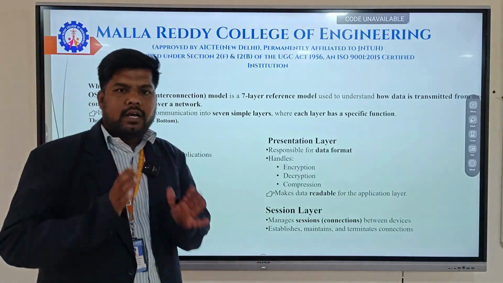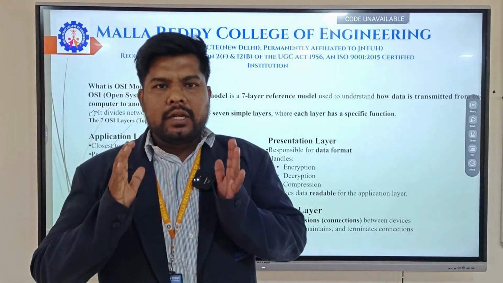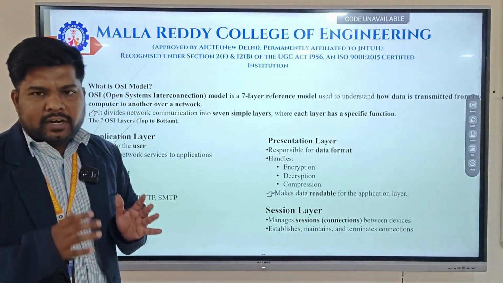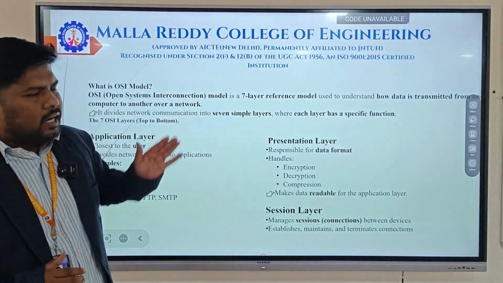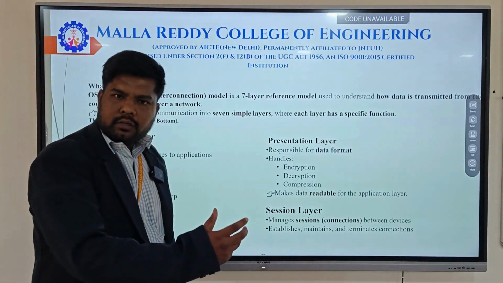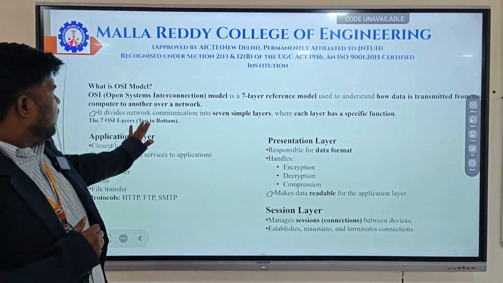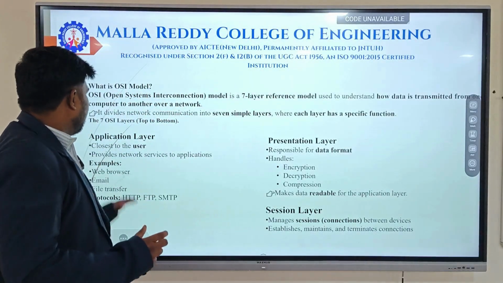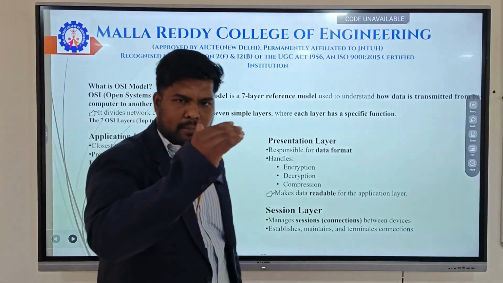So OSI stands for Open System Interconnection. It is a 7-layer reference model. It helps us understand how data is transferred from one computer to another computer. It divides the network communication into 7 simple layers, each with specific functions. There are 7 layers from top to bottom.